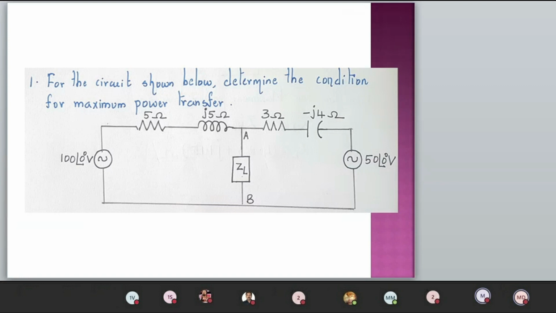For the circuit shown below, determine the condition for maximum power transfer. You have a 100 volt source. 5 and j5 are connected in series. 3 and minus j4 are connected in series. You have another voltage source of 50 volts. And you have an impedance ZL.